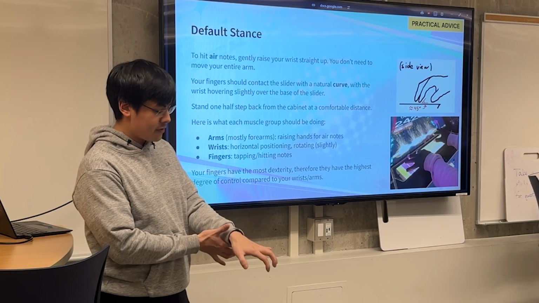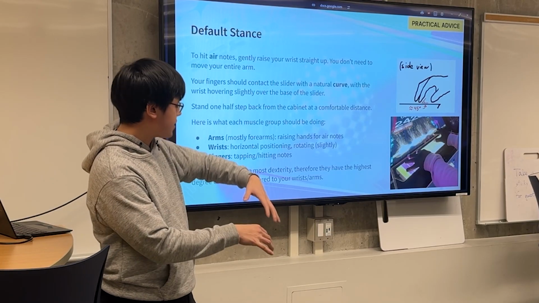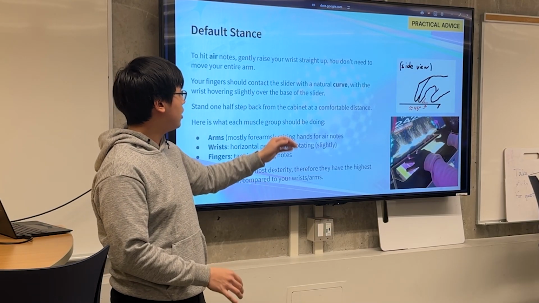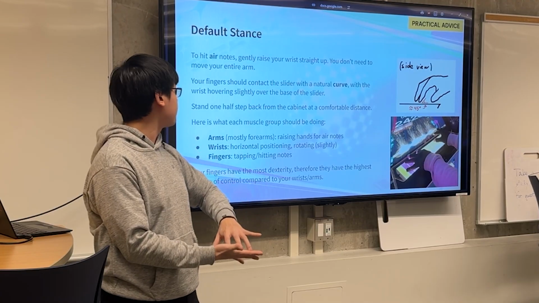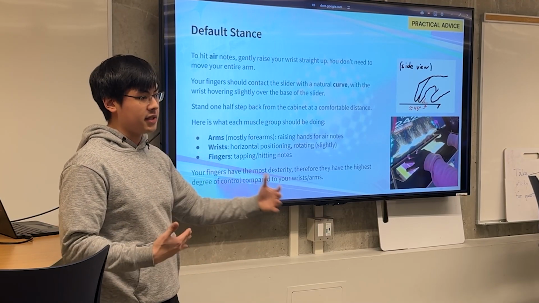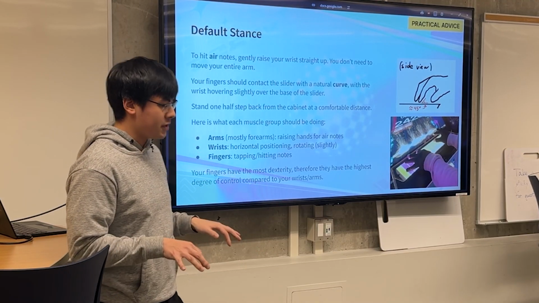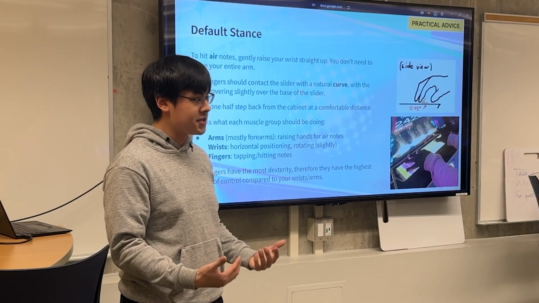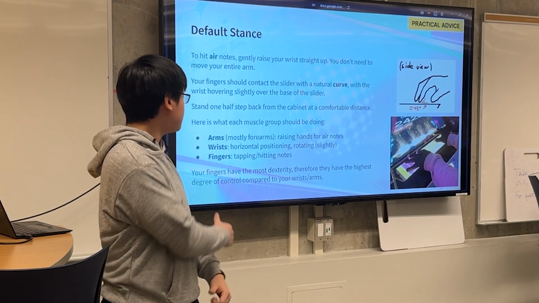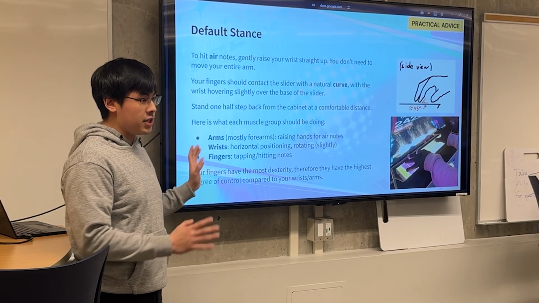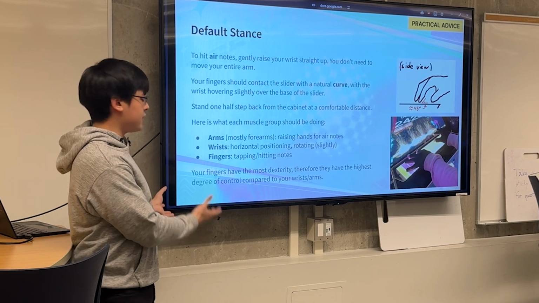So your wrist should hover slightly over it, and you should have a 45-degree angle of attack between your fingertip and the slider itself. You want to stand a little bit behind the cabinet. You shouldn't be right up against it because you risk blocking the air sensors with the side of your arms. And basically, each muscle group is doing something a little bit different.